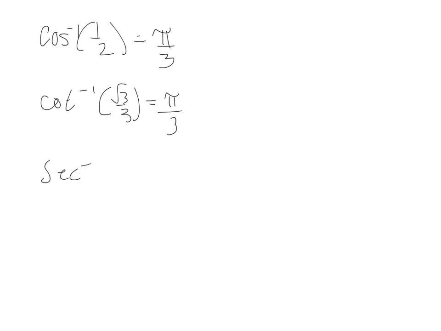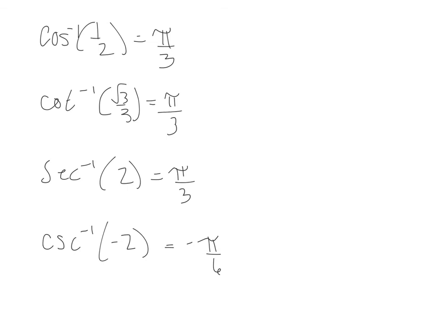The inverse secant of, say, 2 would be pi over 3. There's a lot of pi over 3s. And then the inverse cosecant of -2 would be -π/6, and these are just some examples.